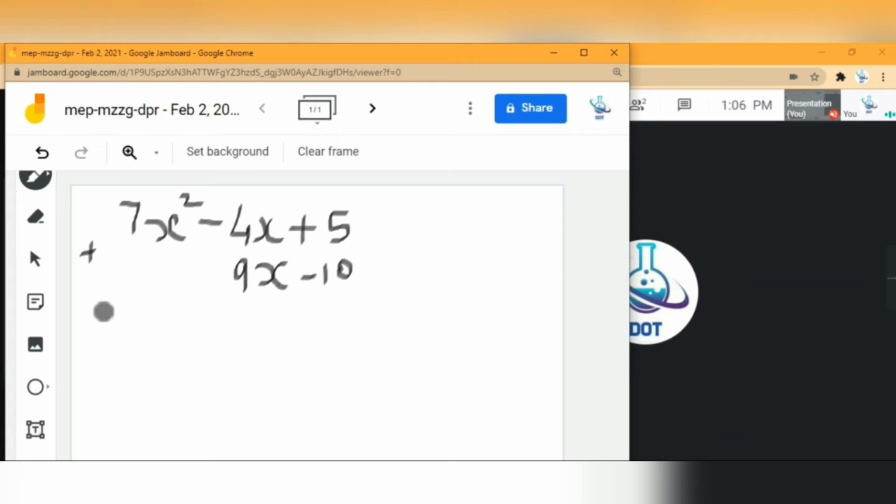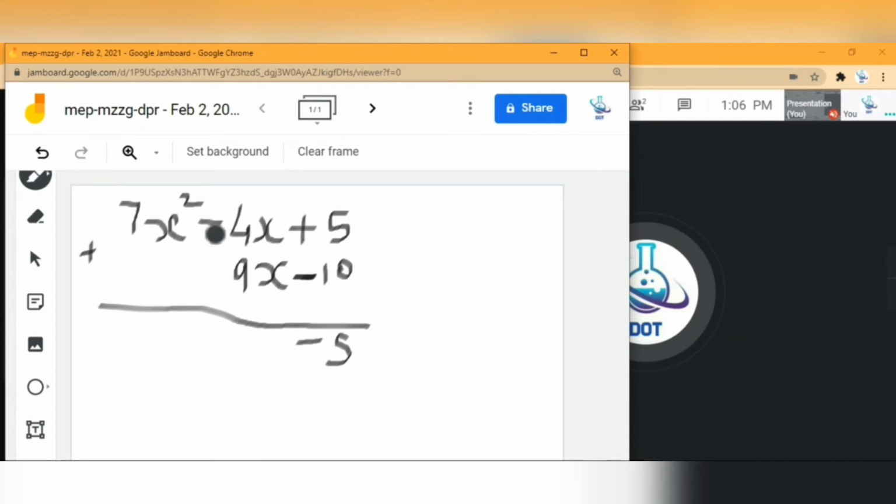Now we can add. From the ones place we are going to add 5 plus minus 10. What we have to do? First of all, we have to subtract the smaller number from the bigger number and put the sign of the greater number. So minus 10 plus 5 will give minus 5. Then minus 4x. Here the sign is not given, so it is understood that it is plus 9x.